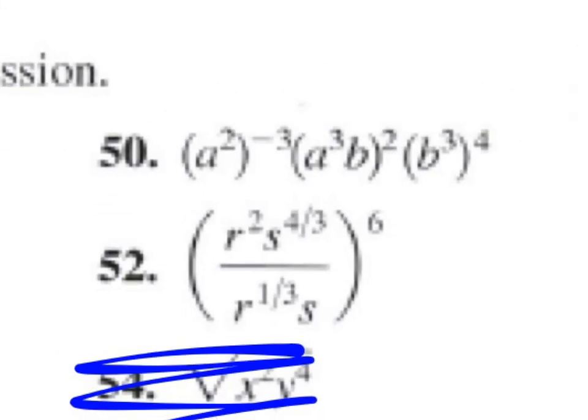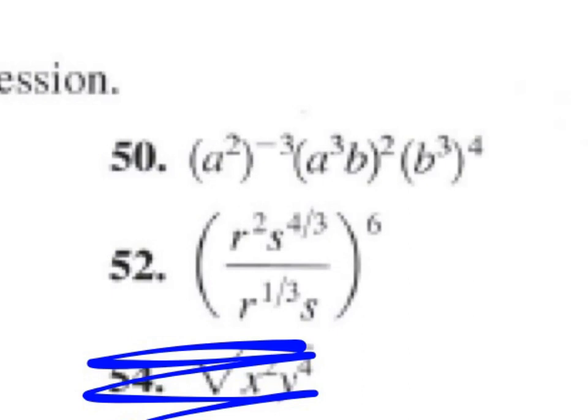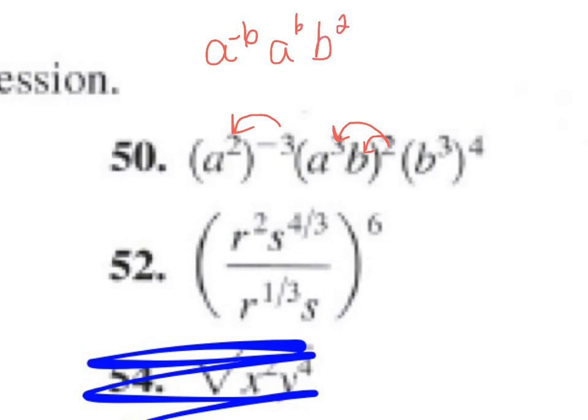If I have something like 50, there's a lot going on in this problem. But if you follow the steps, it's not as difficult as it seems. If I have an exponent on the outside of a parenthesis, I need to distribute it inside. So I'm going to take this -3 and distribute it right here. That gives me a to the what? -6. If you raise a power to a power, you're multiplying. So now I'm going to take this 2 and distribute it here and here. So I have a to the 6th, b to the 2nd. Again, I know my b's and 6's look alike. Sorry. And I'm going to take this 4 and distribute it, and it becomes what?